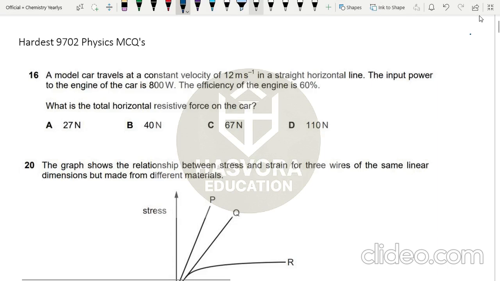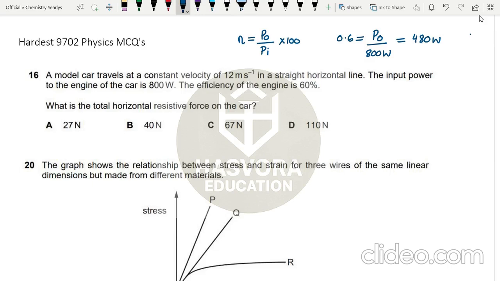So first of all, to solve this problem, they have given us the input power, the velocity and the efficiency. For the efficiency, we know that efficiency is equal to power output divided by power input, times 100. Now we can divide the efficiency by 100, so it becomes 0.6 is equal to the power output over the power input. We don't know the power output, but we know the power input, which is 800 watt. This will give us the power output, 480 watt, because we multiply 800 by 0.6.